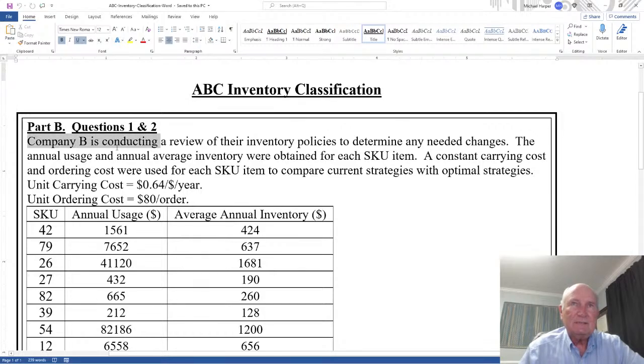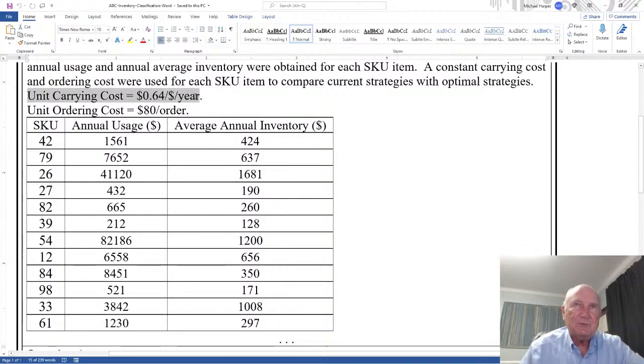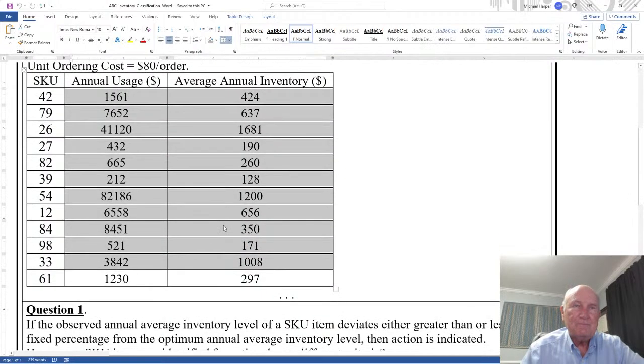Company B is conducting a review of their inventory policies to determine any needed changes. The annual usage and annual average inventory were obtained for each SKU item. A constant carrying cost and ordering cost were used for each SKU item to compare current strategies with optimal strategies. The unit carrying cost is 64 cents per dollar per year. Ordering cost is $80 per order. So here are the SKUs, the annual usage, and then the annual average inventory.